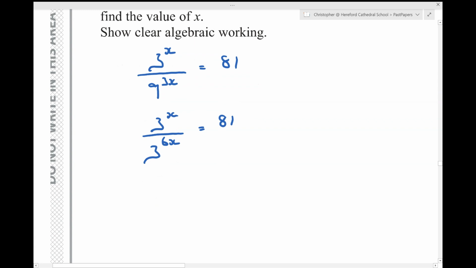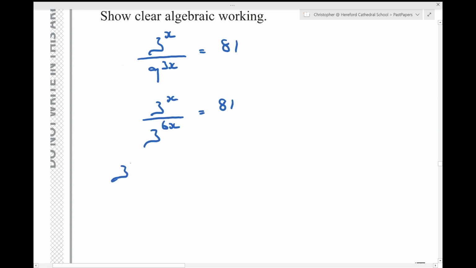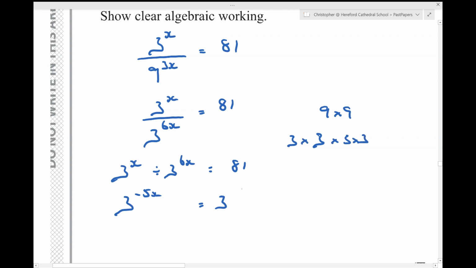So now, 3 over 3 to the power of x divided by 3 to the power of 6x equals 81. Well, if I subtract the indices, then I just get 3 to the power of minus 5x. Now, I wish this 81 was written in the base 3 as well. And of course it can be, because 81 is 9 times 9, which is 3 times 3 times 3 times 3. So 81 is 3 to the power 4.